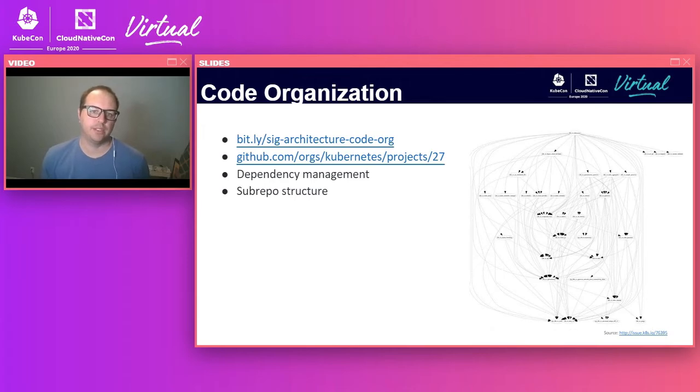So when you engage with the code organization subproject, you look at the problem from both dimensions, right? How do we make it so that when Kubernetes wants to take advantage of a new capability, one of the issues we've been talking about lately is just how to roll out secrets v2 maybe in Kubernetes support.